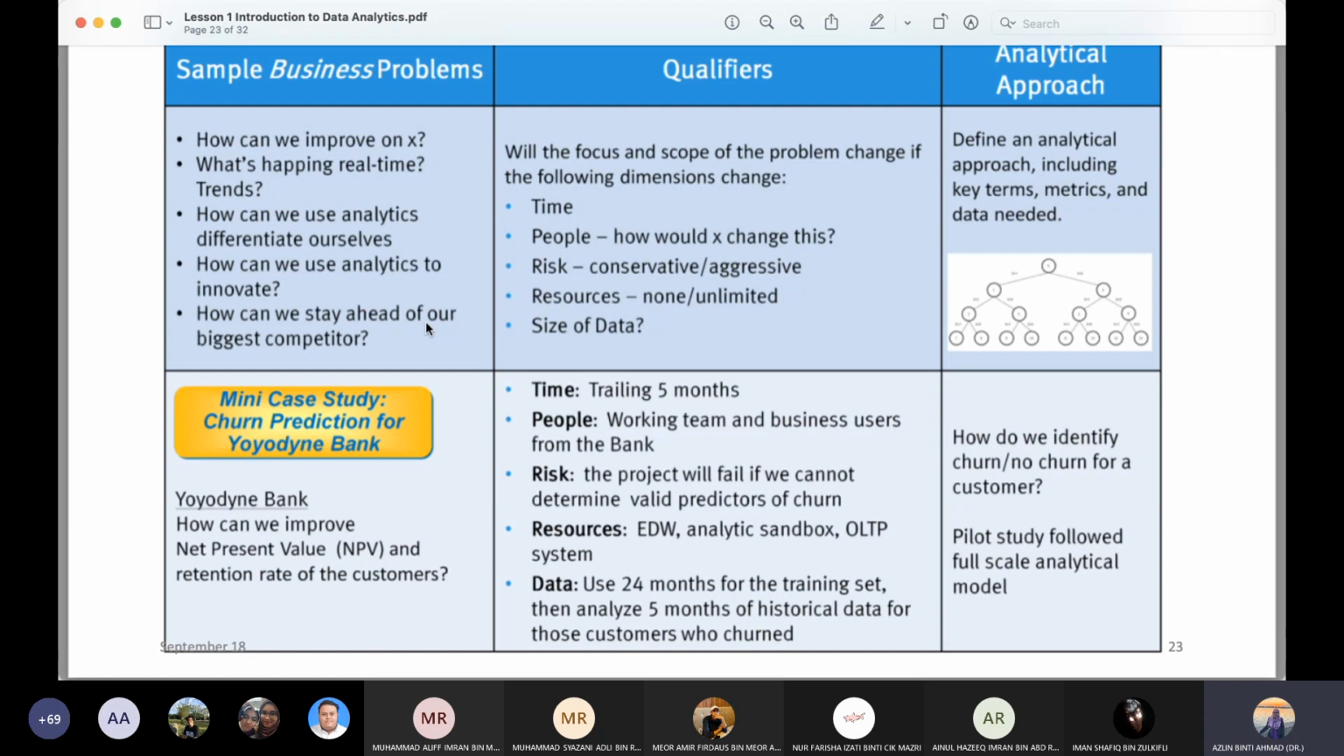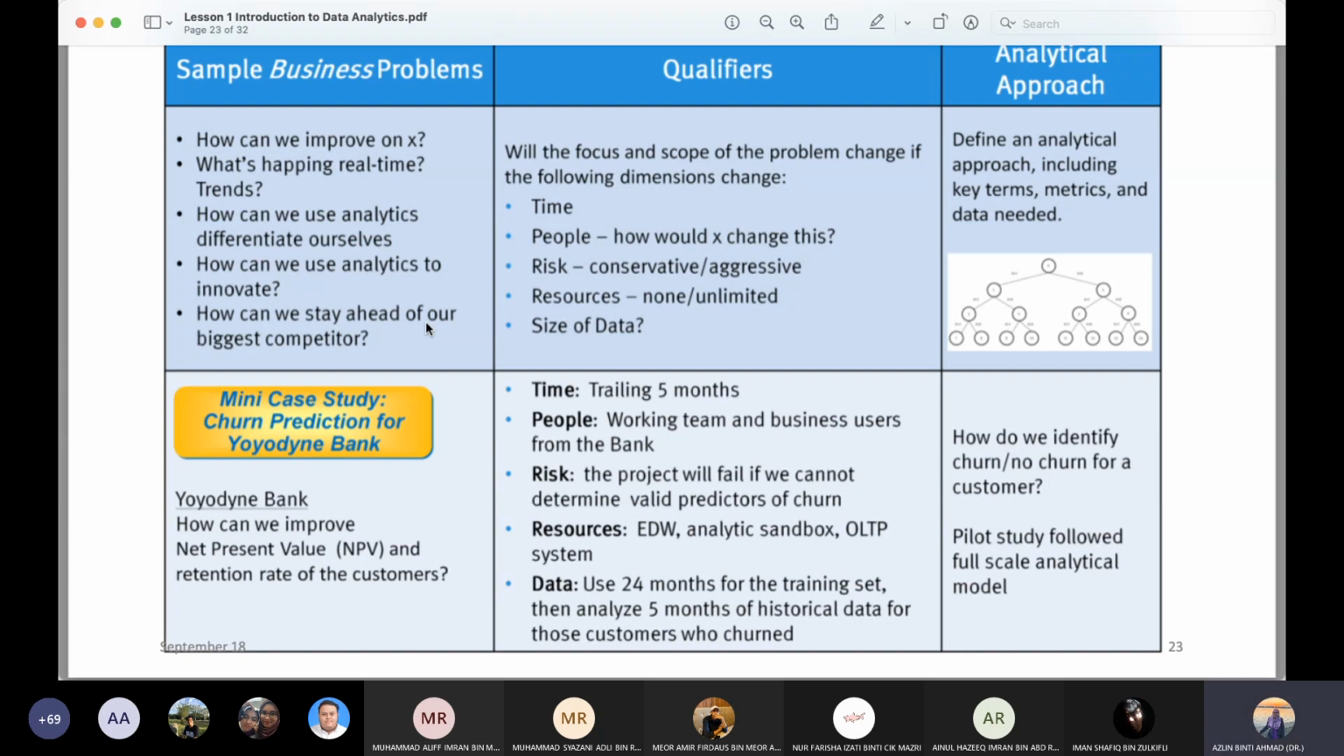And then the data that they use here is 24 months of data, 24 months for training set, and they will analyze another 5 months for testing lah, untuk tengok whether the customers churn ke tak. Okay.